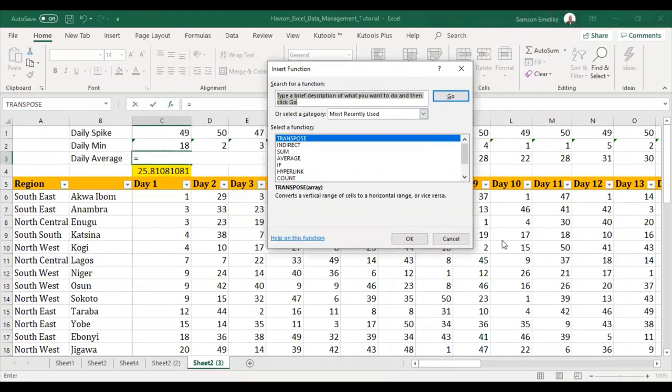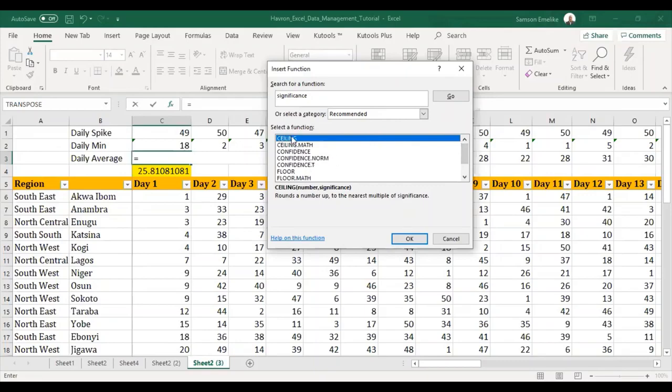So Excel is asking me, what do you want to do? Can you give us a brief description of what you want to do? And then click go. You don't know what function you want to use, but you have an idea of what you want to operate. Say we want to look at significance. So let's say we want to look for significance. We click go. It tells you these are all the different functions that deal with significance.